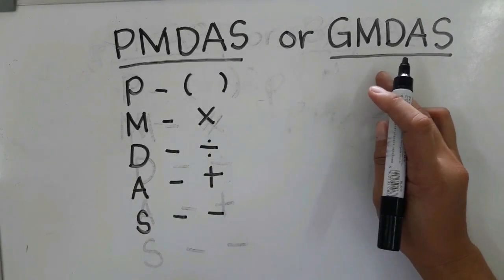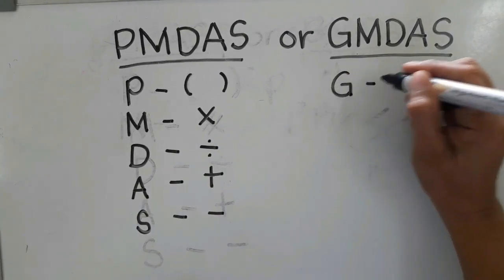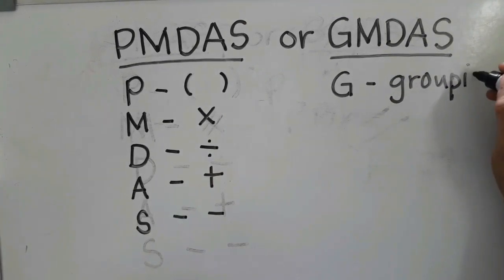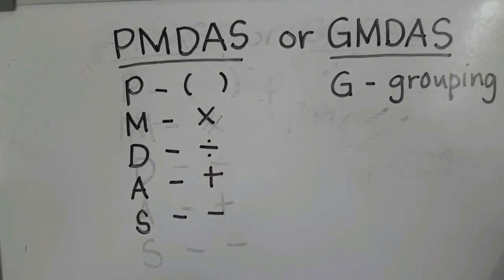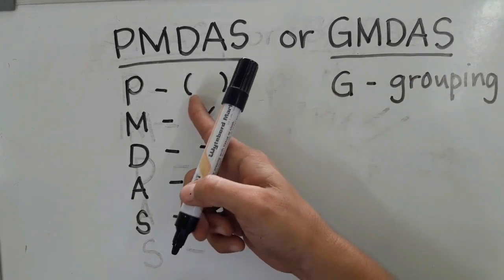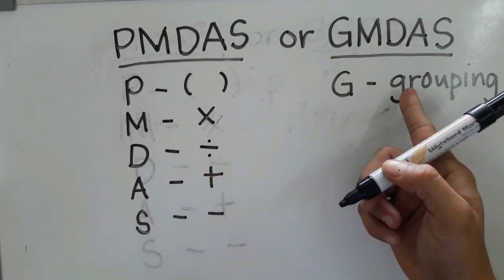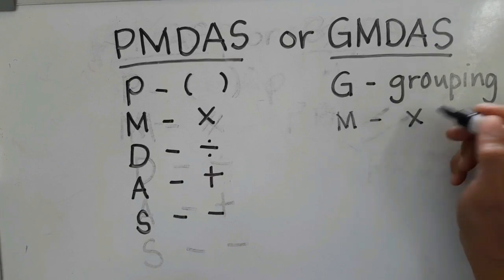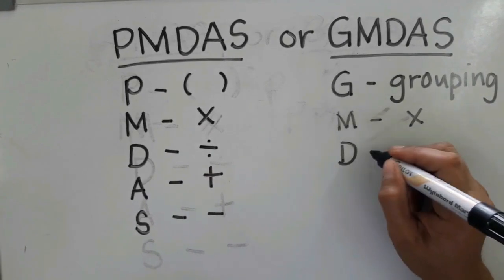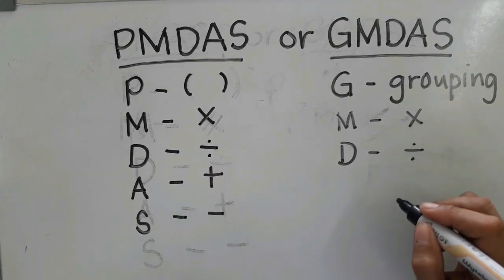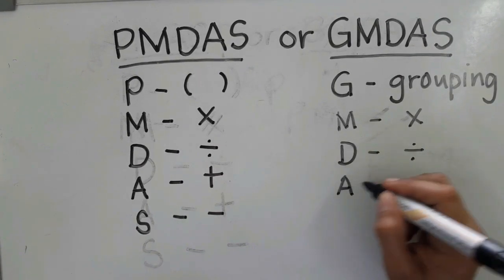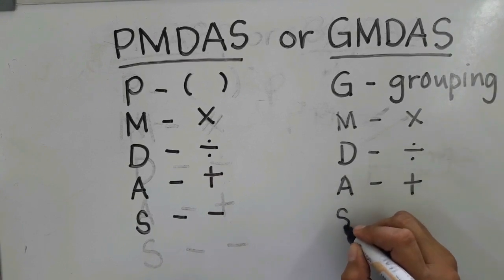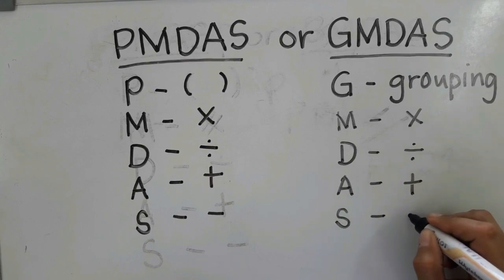For the GMDAS, the G stands for the groupings. When we say groupings, this means that the numbers are grouped using the parentheses. So that's grouping. M, of course, for multiplication. The D stands for division. The A stands for addition. And the last, the S, stands for subtraction.